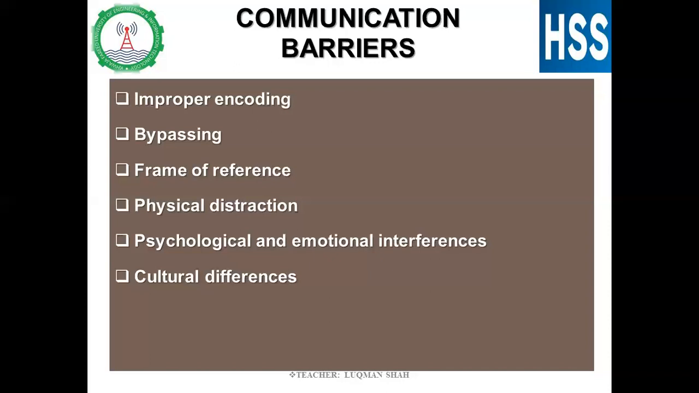And then physiological and emotional interference. This is some sort of inner feeling of a person, like sadness or joy. A person is happy, or overexcited, he is weeping, he is laughing. All these factors will affect the communication flow, and we can take them as a barrier, because these factors will hinder the communication process.